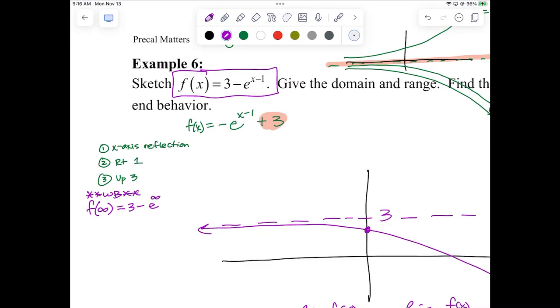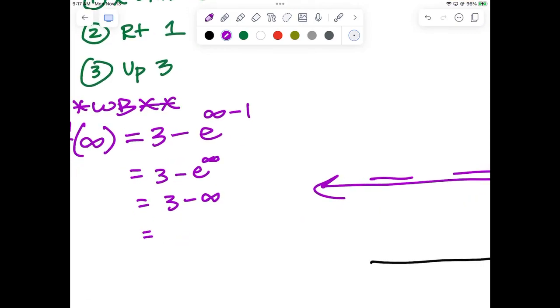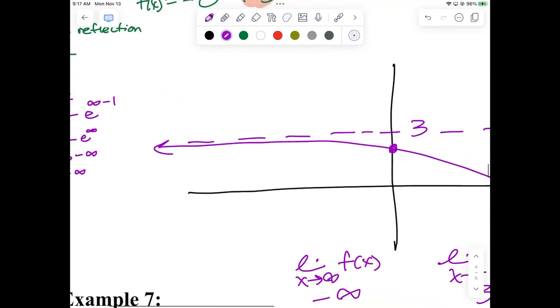I can't plug infinity in as a number, but I'm going to take some license here. If I plug in infinity, let's see what happens. I get 3 minus e to the infinity minus 1. What's infinity minus 1? Should be infinity, right? Infinity minus 1 is still infinity. Would you agree? And now what's e to the infinity power? It should be infinity, right? So now I get 3 minus infinity. What's 3 minus infinity? Negative infinity. Is that what we got for our right-hand behavior?